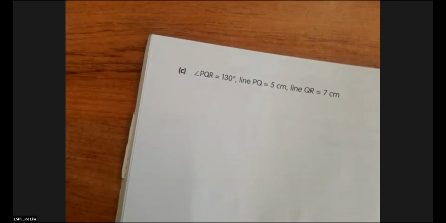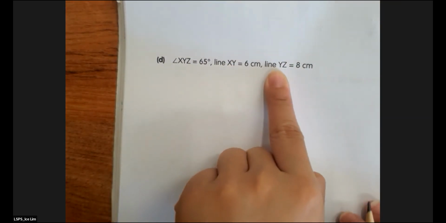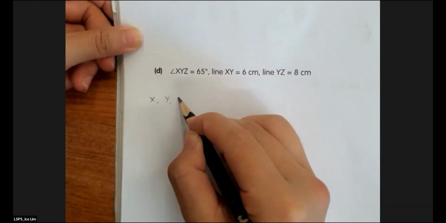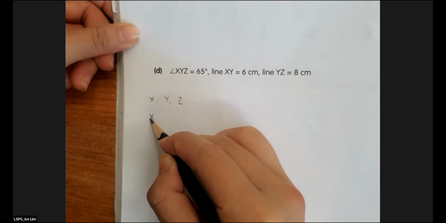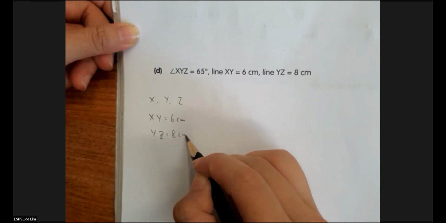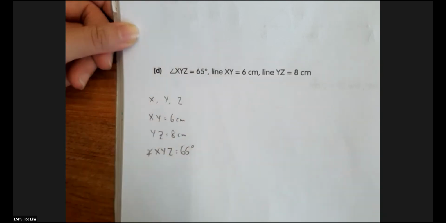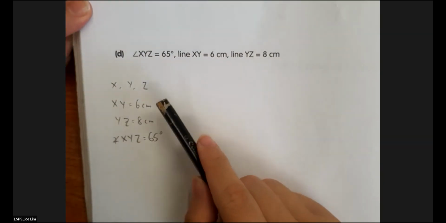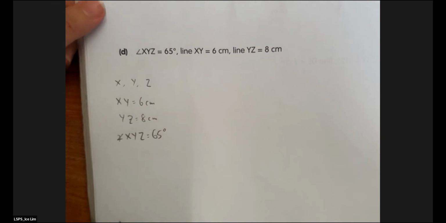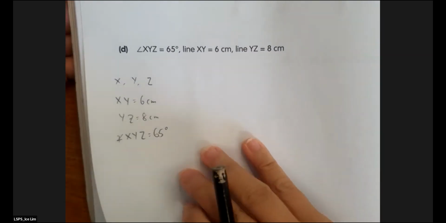You notice that on page 154 now, you have 3 different things. You have X, Y, Z. You have XY equals 6 centimeters, YZ equals 8 centimeters, and angle XYZ equals 65 degrees. So 3 rules for you now. Give it a try. So today, can you go home and try 153 and 154? Give it a try. All right.